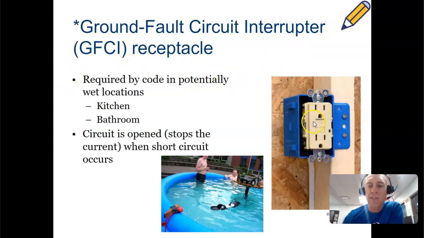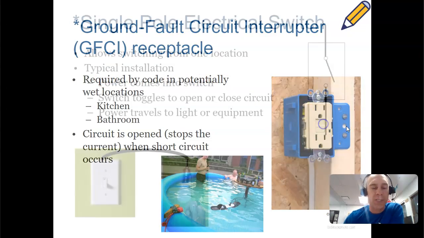So you might see one of these right next to your kitchen sink in your house or your bathroom, but the rest of them might not have this little button, this test reset button. They're all still protected by this though. As long as there's one of these in the string in the line of receptacles, then they're all protected. So you can have a circuit that has many receptacles, and this one is protecting all of them.